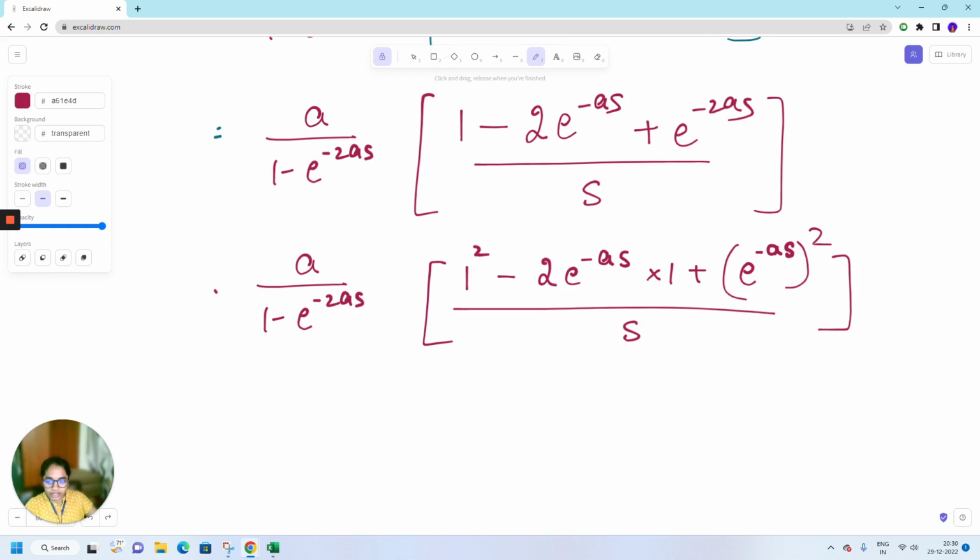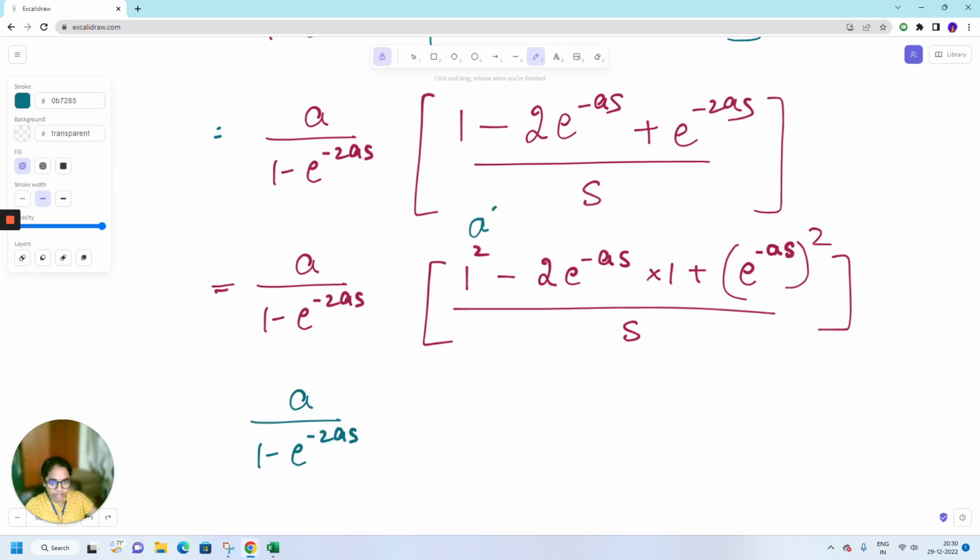What next? As you can see, we have in the numerator a square minus 2ab, or 2ab, it means the same, plus b square. What is a square minus 2ab plus b square?